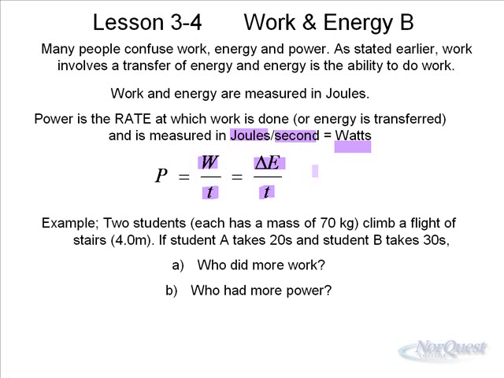Now, here's an example of a couple of students doing some work. What it says is two students, each with a mass of 70 kilograms, climb a flight of stairs that is 4 meters high. Student A takes 20 seconds and student B takes 30 seconds. All right, so the first thing I would ask is a more rhetorical question. Who did more work? Did student A do more work, or did student B? And of course, who had more power?